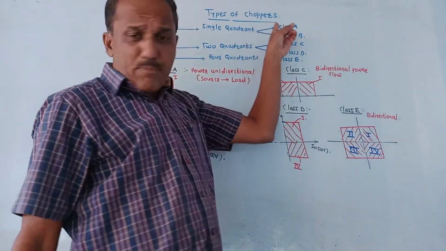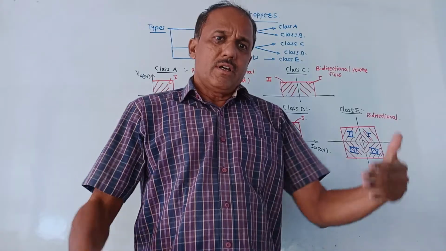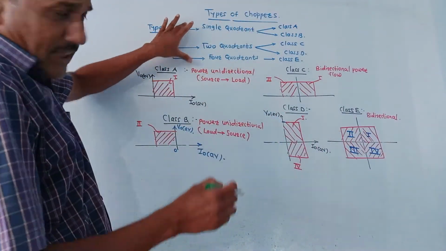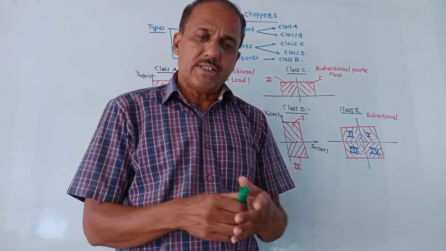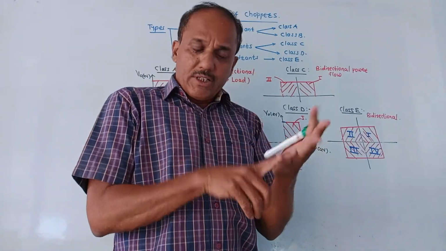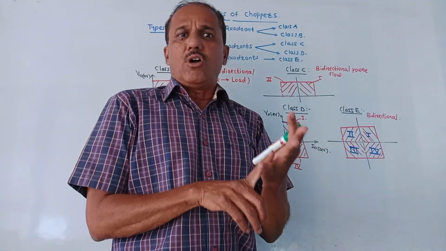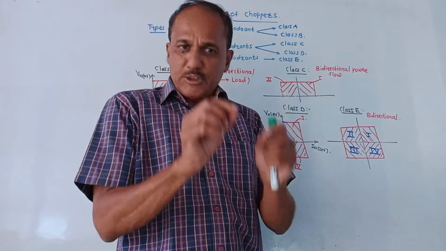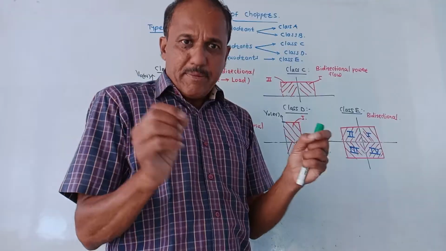Next part is types of choppers based on the quadrant in which they are operating. So this is the classification. From an exam point of view, we can expect a question such as: what are the different types of choppers depending on the type of quadrant in which they are operating, and explain any one type in detail.